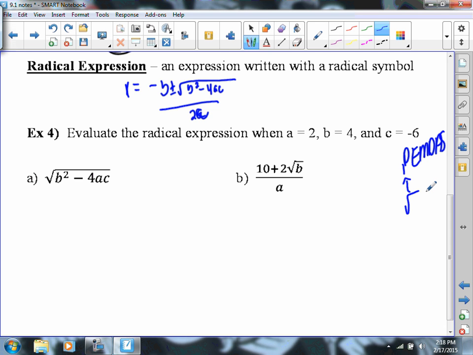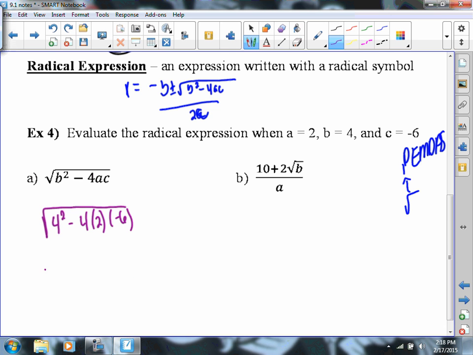Okay, so for part A, we're going to substitute first. So I'll have the square root of b squared, so that's 4 squared. And 4 times a, the value for a was 2, and c is negative 6. Okay, now inside our square root, it's kind of like one big set of parentheses.